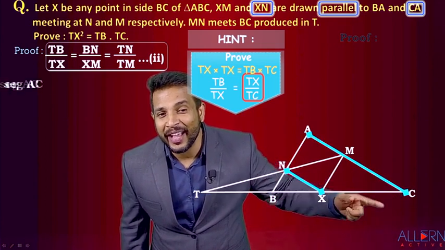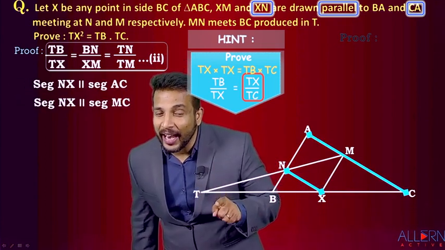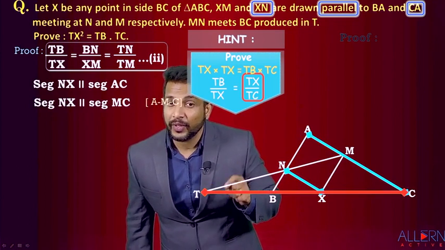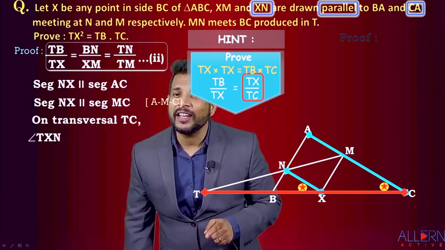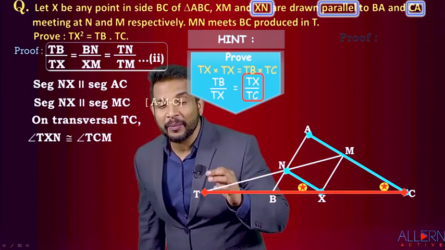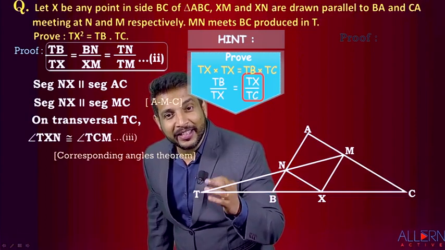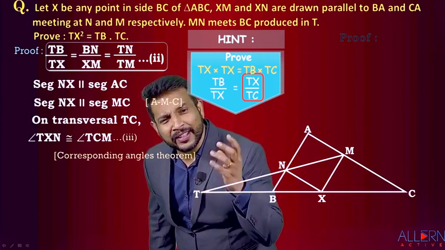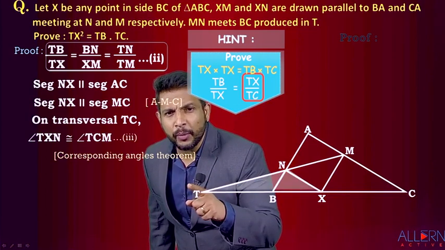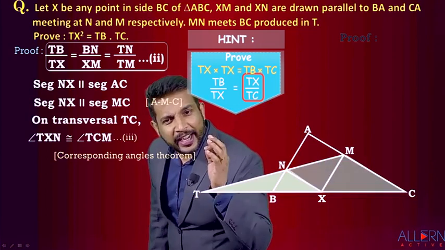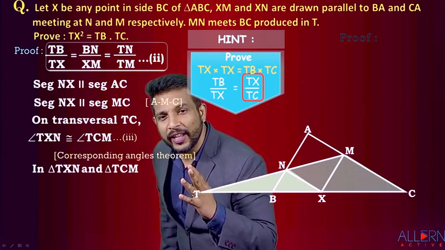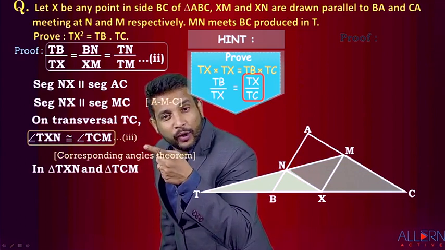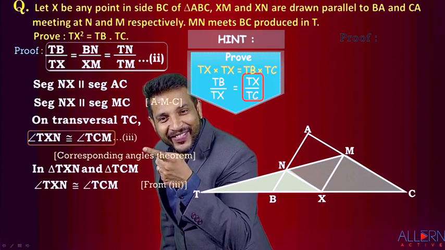For these two parallel lines, we have a transversal, and because of that, we get a pair of corresponding angles equal. That is nothing but angle TXN equal to angle TCM. We got that. And this is a pair of corresponding angles. The reason is the corresponding angles theorem, and that's our result number 3. Now, can we consider both the triangles? Yes, we consider both the triangles. We write in triangle TXN and triangle TCM. In both the triangles, what do we get? One pair of angles which is congruent already from 3. Reason is from 3. We write that.